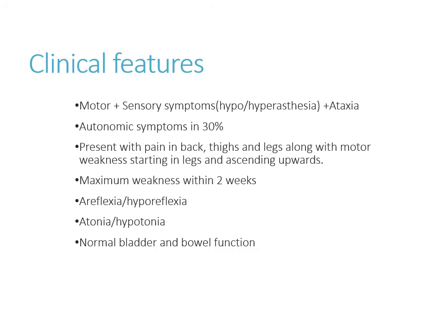So clinically, the patient will present with pain in back, thigh, legs, along with motor weakness starting in the leg, and it is ascending upward. Maximum weakness within 2 weeks, and hyporeflexia, that means the reflexes are poor or absent. Tone is also either lost or poor, and bladder and bowel function are normal.